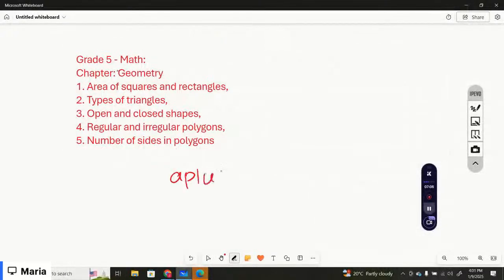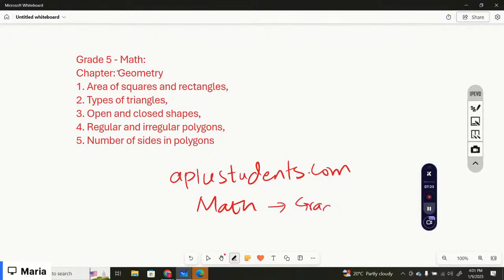You can find all the lessons on a+students.com. You have to log in there using your email address and password as provided by the administrator. Then you have to select math from the subject tab, scroll down to grade 5 math, and then click on view all lessons. There you can find the list of the chapters. We're going to start with the chapter geometry.